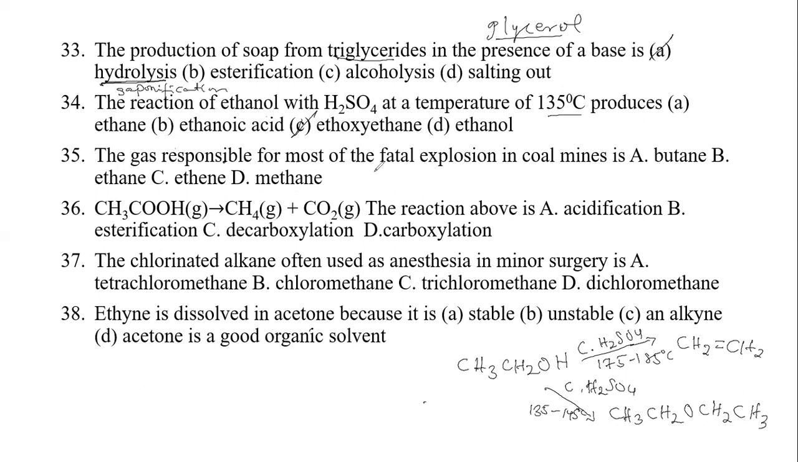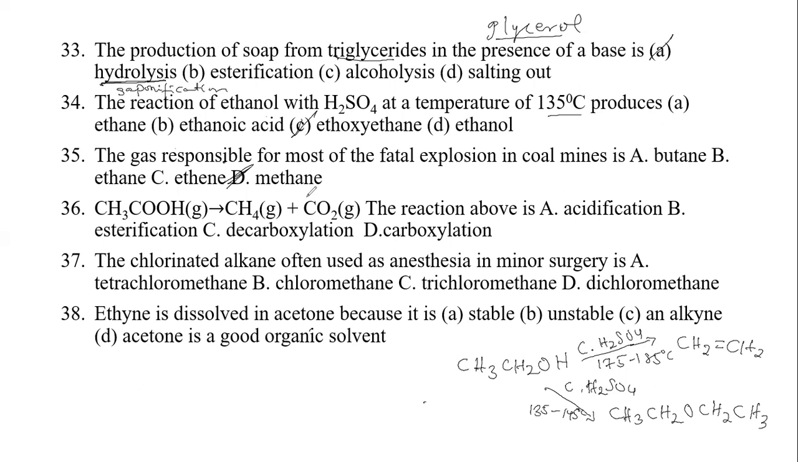Now, the gas responsible for most fatal explosions in coal mines is called what? Methane. Methane is what is responsible for the fatal explosion in coal mines. So that is methane. The chemistry of methane is also very important. You also read the chemistry of methane, ethene, ethyl. So you have to know some things about them.